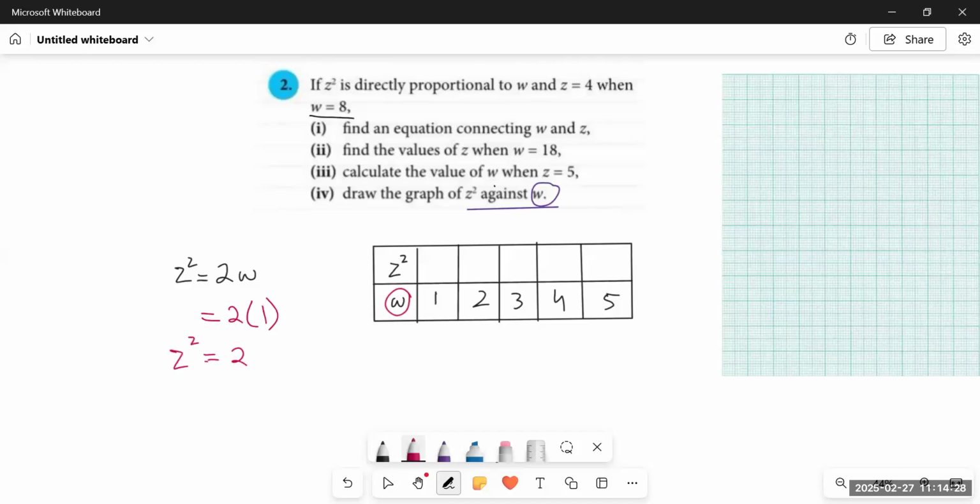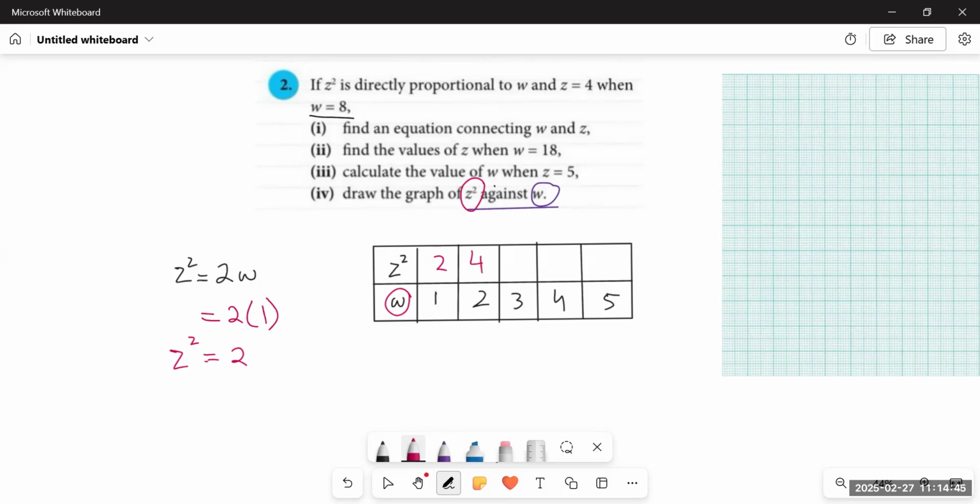We do not have to find out the value of z. Since we have to draw the graph of z square and not z, we will take the values of z square over here, which would be 2. So for the value of w as 2, the value of z square would be 2 multiplied by 2, 4.